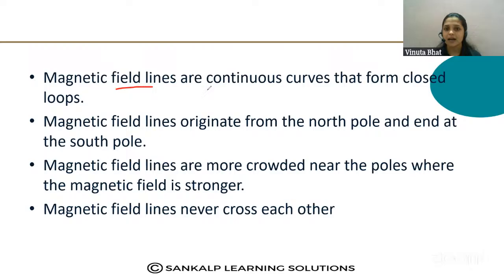Magnetic field lines are continuous curves that form closed loops. The magnetic field lines originate from the north pole and end at the south pole.